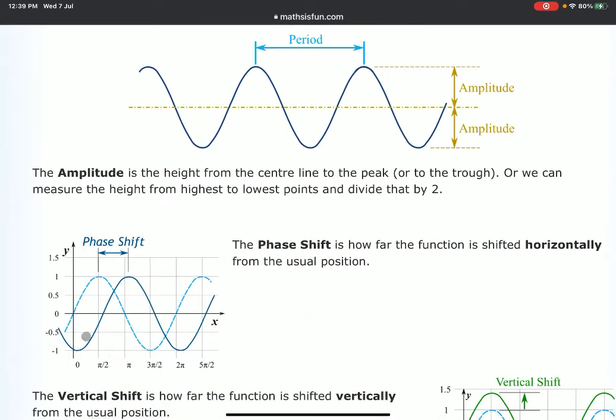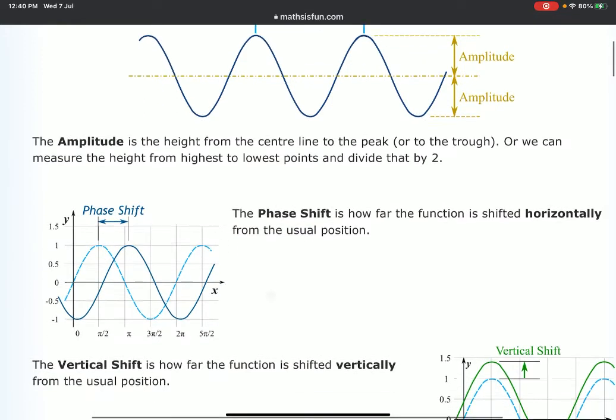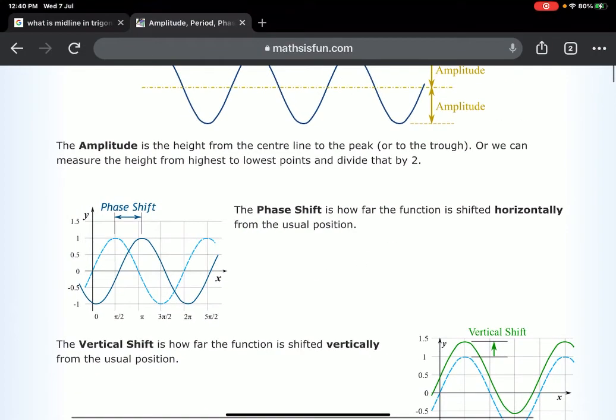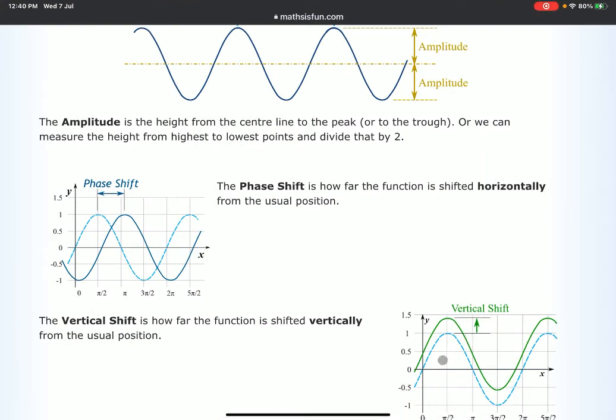Kung yung wave ay nagbago ng location sa graph, nag-move siya horizontally, then this is what we call the horizontal shifting. Kung vertical naman, tumaas siya sa graph. Makikita nyo ito yung line na to, ito yung ating midline. Kapag nag-shift siya, magkakaroon ka rin ng changes sa midline. So, yung midline at yung phase shift ay magkasama na nagbabago.